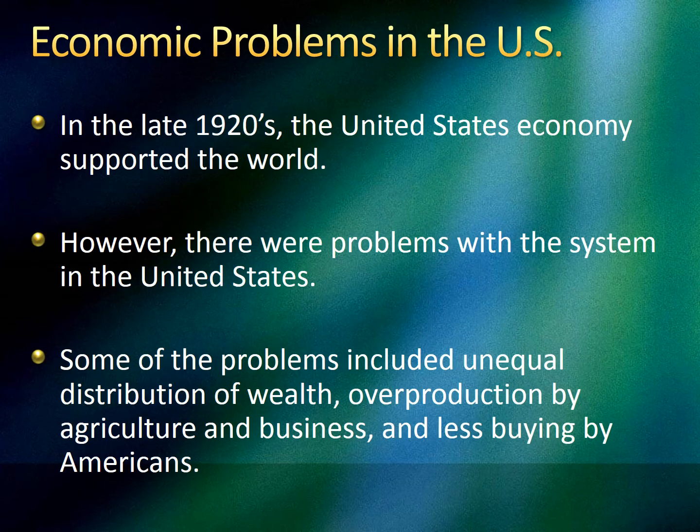All right, in the late 1920s, the United States economy supported the world, okay? However, there are going to be problems with the system in the United States. I don't want to get into too much here. Hopefully you'll take U.S. history, and we'll talk more in depth about the Great Depression. But some of the problems in the United States included unequal distribution of wealth, overproduction by agriculture and business, and less buying by Americans. These are some of the hidden problems in the U.S. economy at this time.